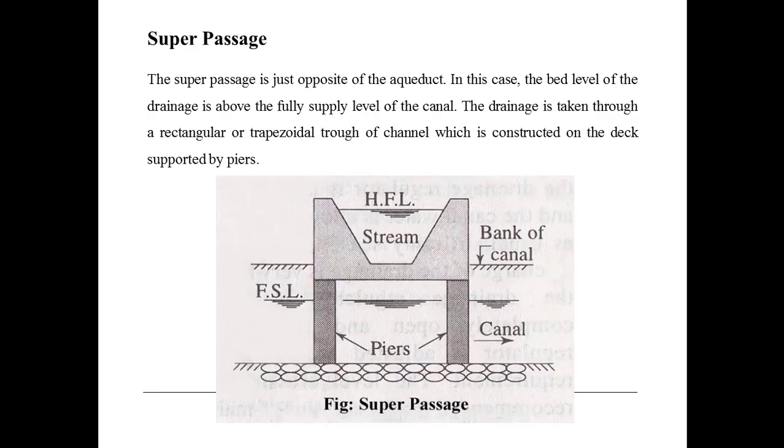So, basically, in the super passage, all of the criteria related to the construction of the structure are the same, but it is just opposite to the aqueduct. As already discussed, in the case of the aqueduct, the canal is flowing above and the stream is flowing below. In this case, the stream is flowing above while the canal is flowing below the stream, while the rest of the structure and everything is the same as in the aqueduct case.